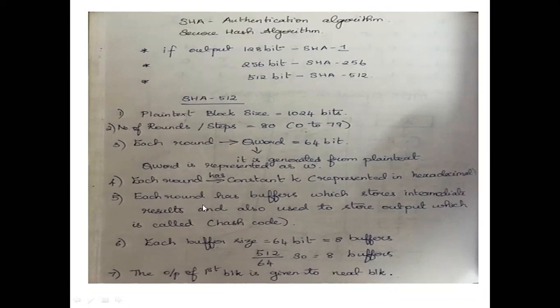And each round will have buffers. In MD5 you had 4 buffers. Here you have 8 buffers. And they will finally give the hash code. How they are calculating the buffers is each buffer size is 64. So 512 by 64 gives you 8 buffers. Based on this small calculation, they are telling that there are 8 buffers. And as in MD5, what we saw, the output of the first block is going to be given to the next block.